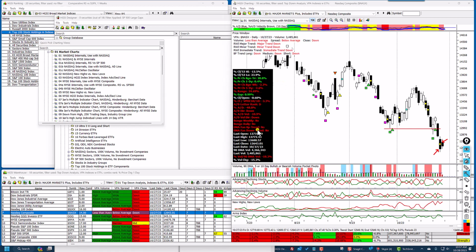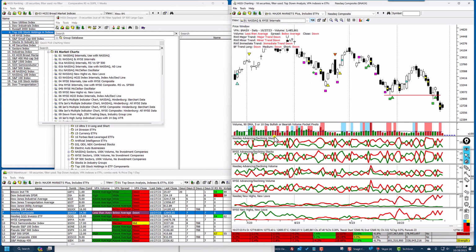And let's see, what else is, well, this is the big thing, volume change, minus 15.3%. So the selling pressure may be coming off of this market. It's certainly oversold. Let's go down to the next one.